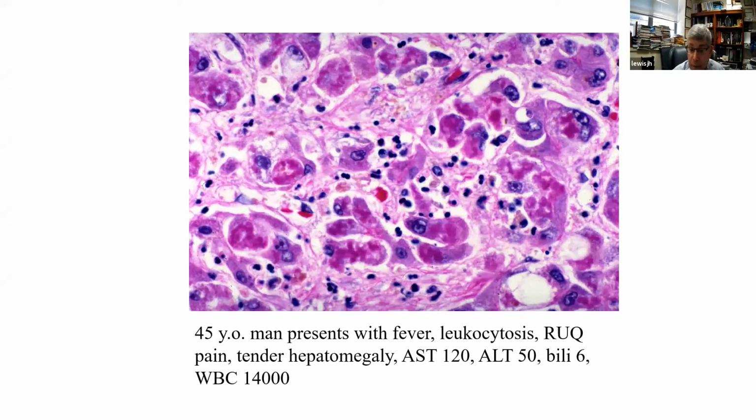I don't have a pointer here, unless you can see this one, but these are Mallory bodies. And Mallory's hyaline is something that we would see all the time on liver biopsies in alcoholic patients. And this was in the right history. This was alcoholic hepatitis, and this person presents with fever, leukocytosis, right upper quadrant pain, tender hepatomegaly. The ratio is right for ALT, AST. Bilirubin was high, white count for leukocytosis. This is alcoholic hepatitis.